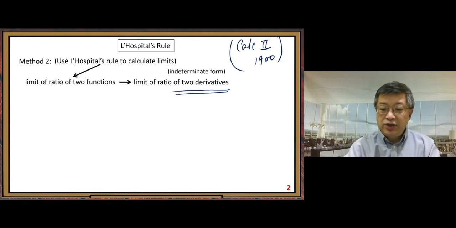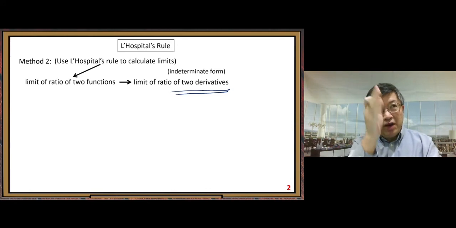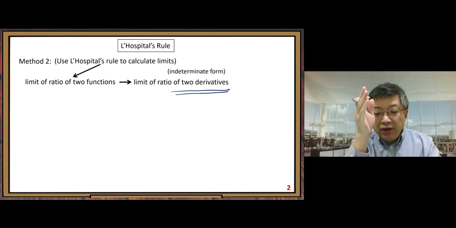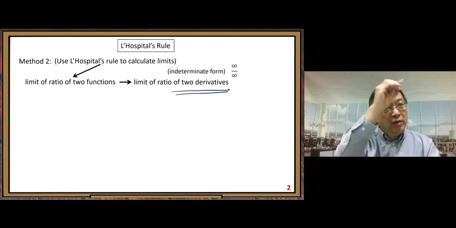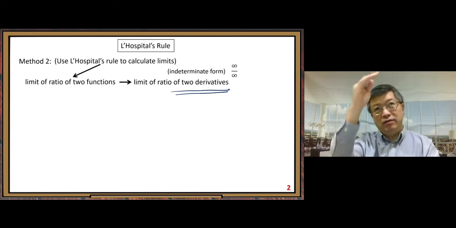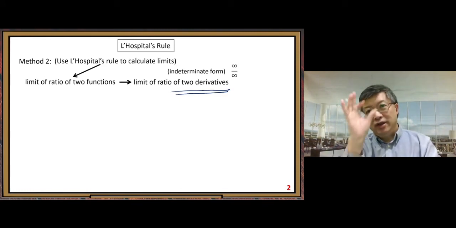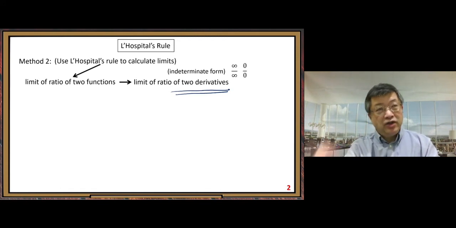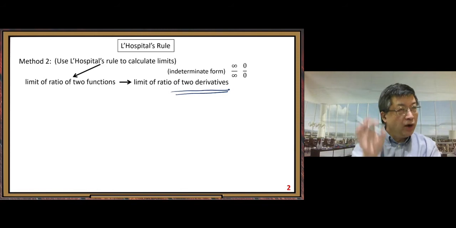The condition is the ratio must be one of the indeterminate forms. What's that? Infinity over infinity: the numerator function goes to infinity, and the denominator function also goes to infinity. Another is 0 over 0: the numerator approaches 0 and the denominator also approaches 0.